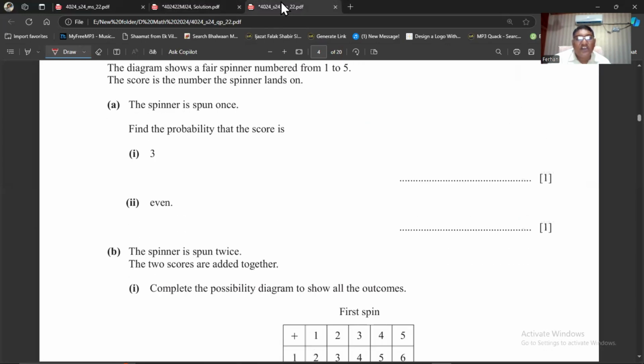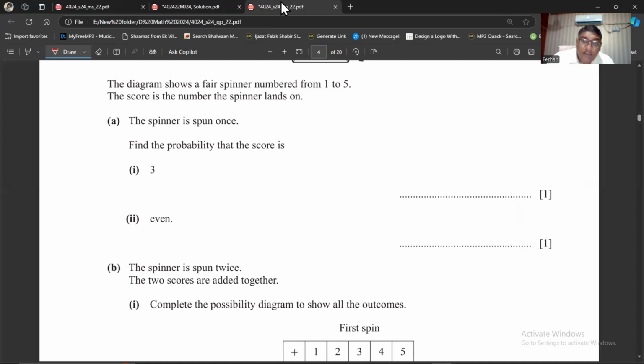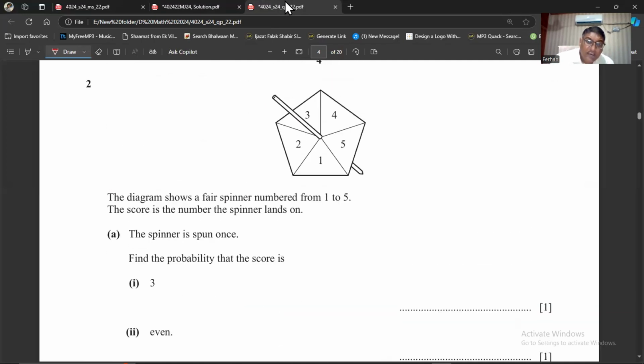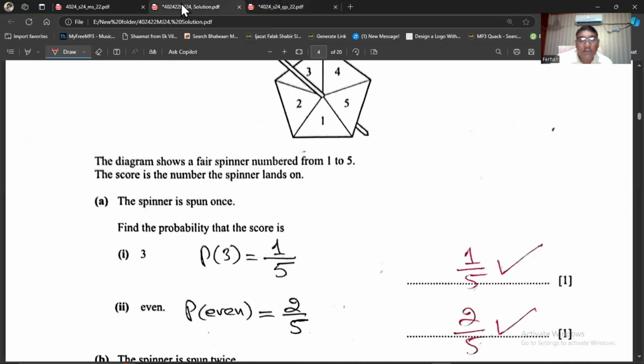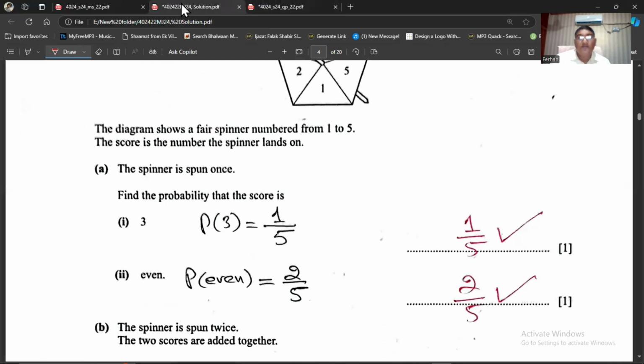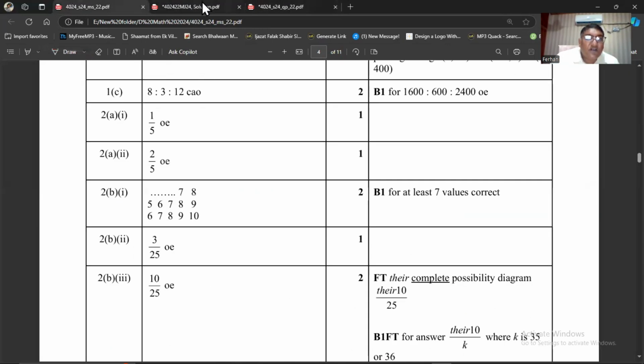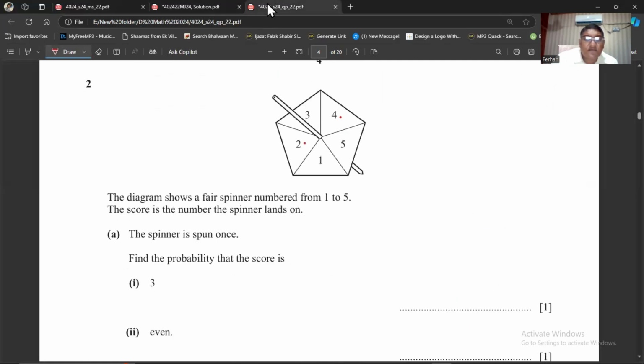Then the question is, the spinner is spun once. Find the probability that the score is even. So we have to check how many even numbers there are. Even number is 2, even number is 4. So there are 2 even numbers out of 5 numbers. So the probability of getting an even number will be 2 by 5. So our answer is right.